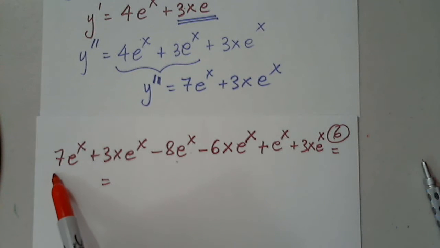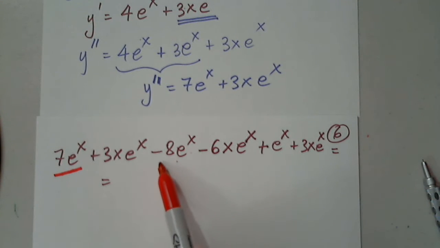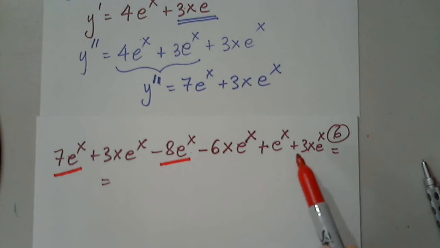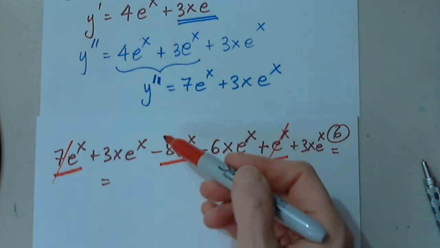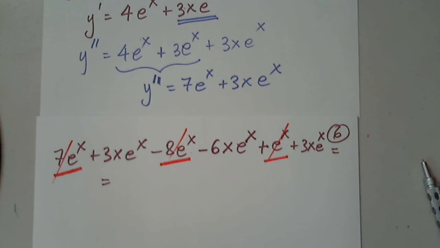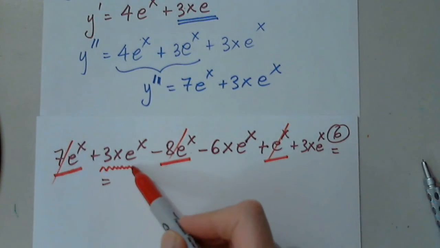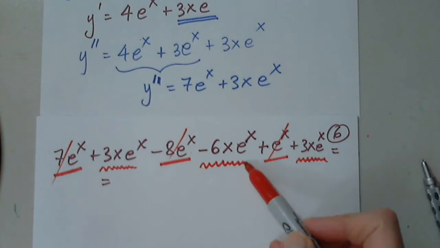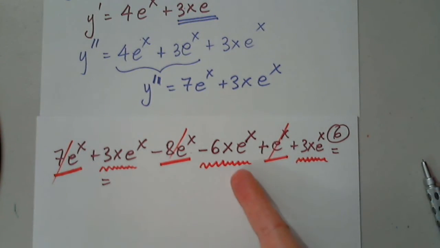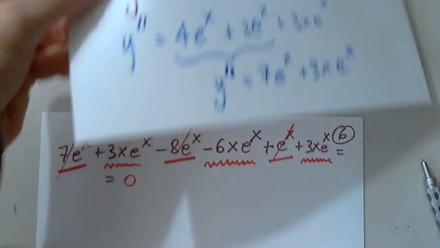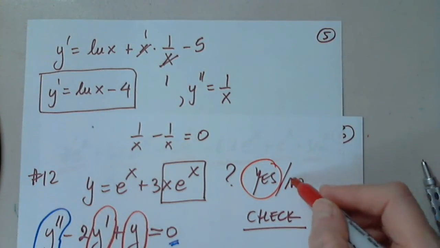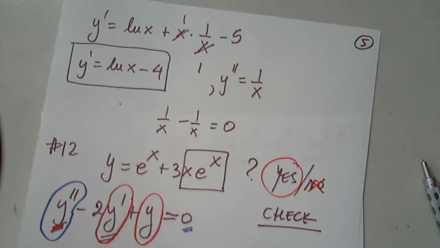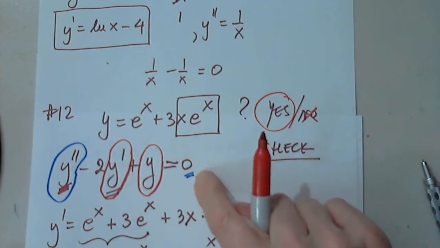Okay, so I have a 7 e to the x. I have a -8 e to the x. And I have a positive e to the x. Nice. This is 8 minus 8. Then I have a 3x e to the x, a 3x e to the x, with a -6x e to the x. 6 minus 6, 0 indeed. So I will go back and say absolutely yes. I checked. I determined all this, I put them together, and I did get 0.